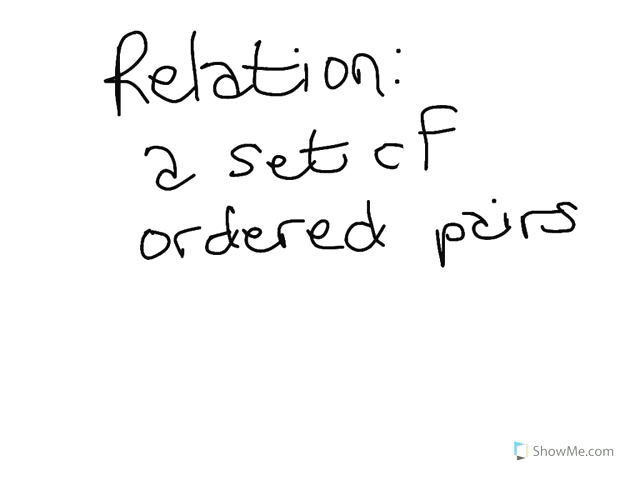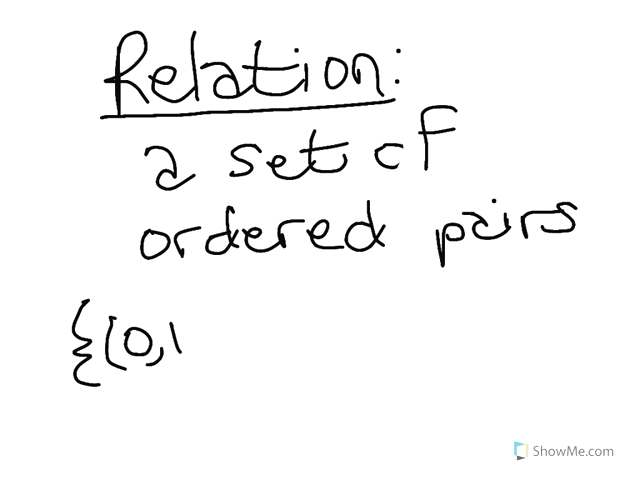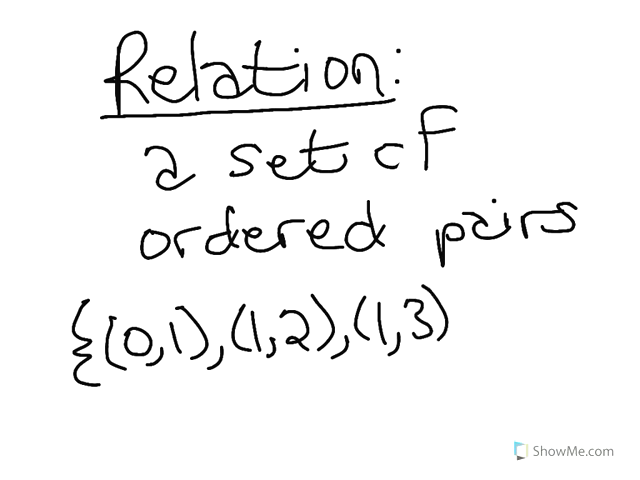A relation is simply a set of ordered pairs. A relation might be a set like this one, the set containing (0, 1), and (1, 2), and (1, 3), and (2, 4). There you have it, your first relation. Relations could have lots and lots of points, or as few as 1 point. Either way you slice it, a relation is simply a set of ordered pairs.